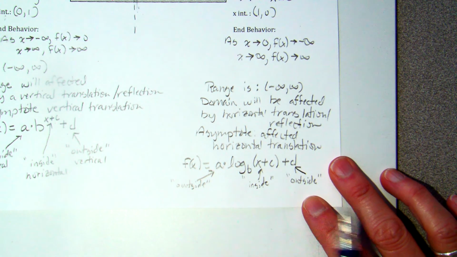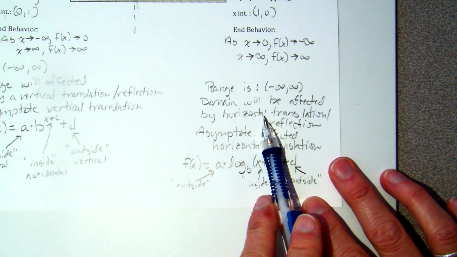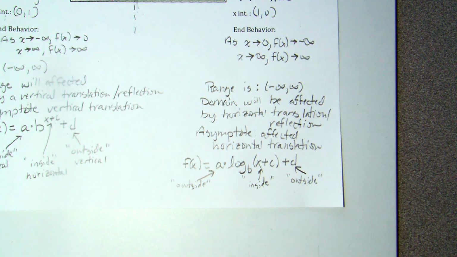If something happens inside that function that's doing it horizontally, that's going to affect your domain. And the domain can be affected here. So, be ready to translate, reflect, and tell the domain, range, the asymptotes, the end behavior, the y-intercept, and the x-intercepts on Tuesday.